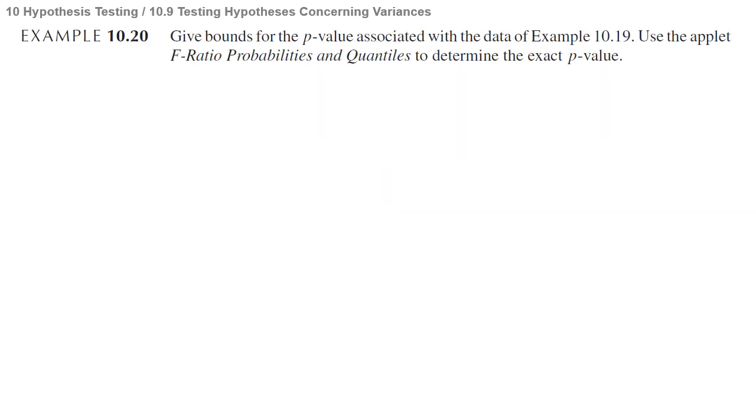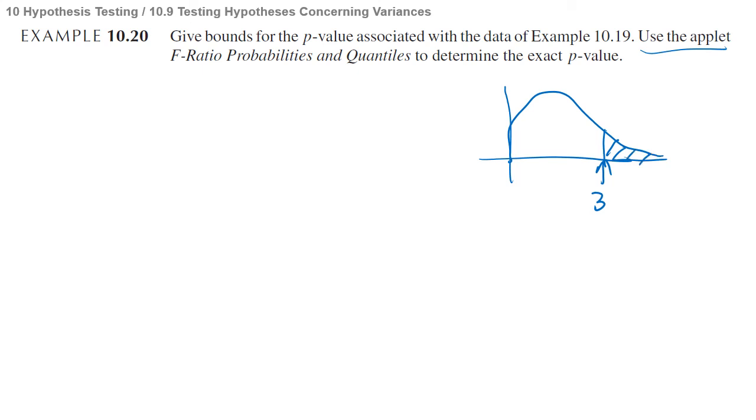Let's move on to example 10.20. Give bounds for the p-value associated with the data of example 10.19. Actually, we are going to use R, not the applet. To calculate the p-value, this is the F distribution, and the value that we calculated is 3, and we want to calculate the area here.